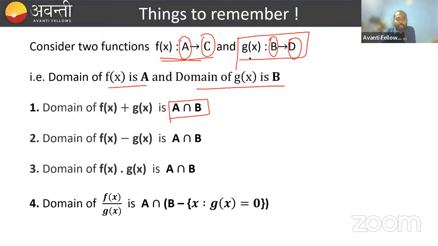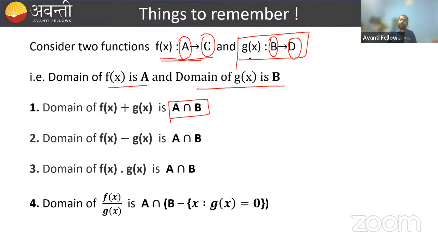Similarly, if I ask you to find the domain of f of x minus g of x, that will be A intersection B, same as f of x plus g of x, right? So for addition, subtraction, and product of two functions, when you have the domains of both functions, the domain of the sum, difference, and product of those two functions will be A intersection B.